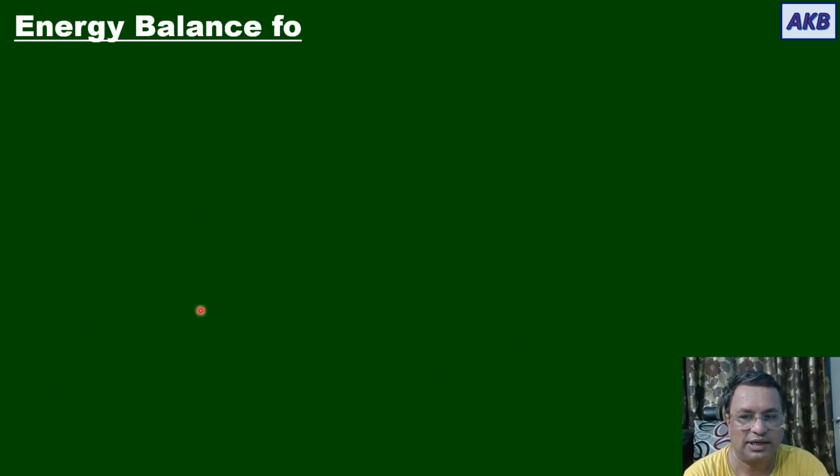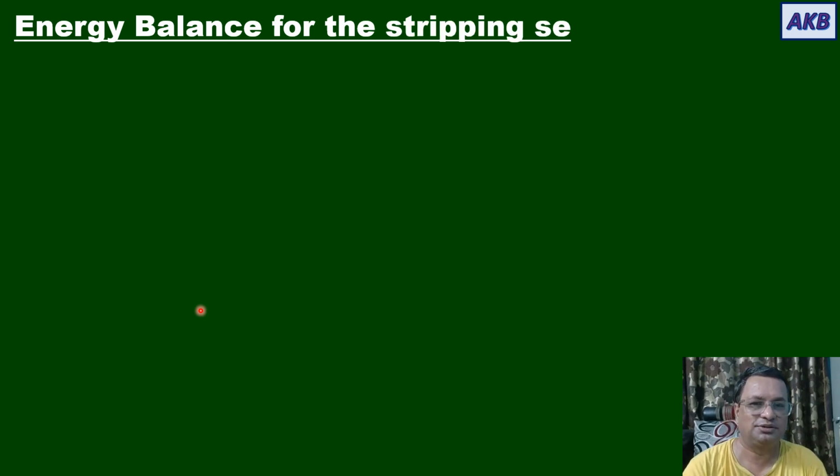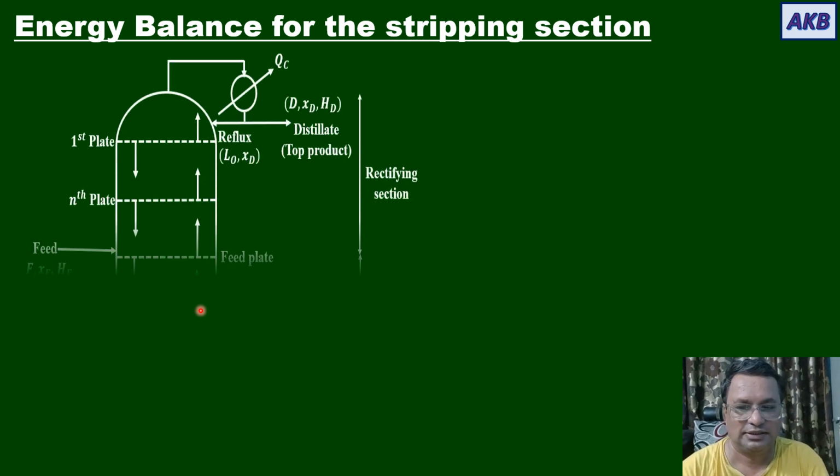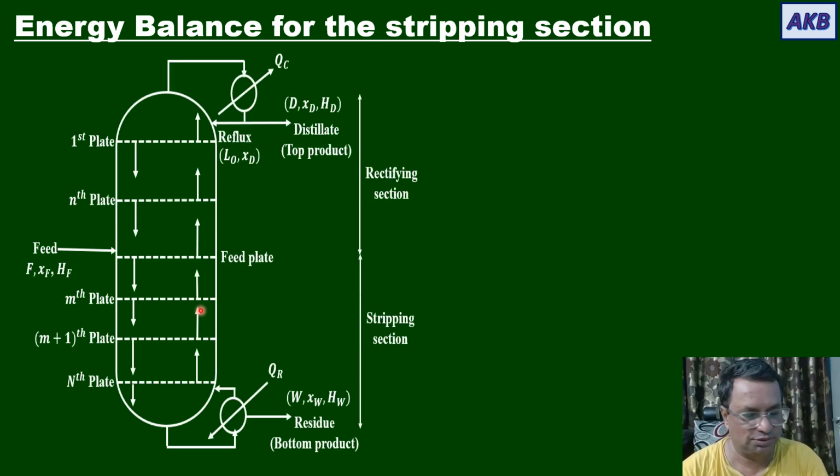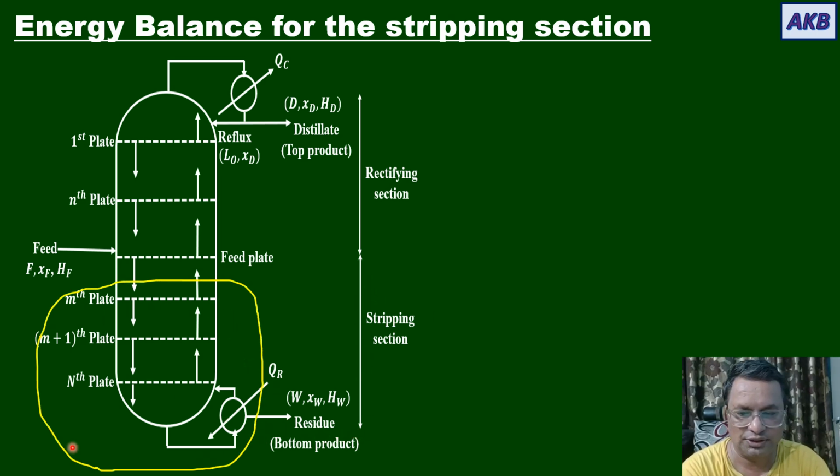Okay, so let us move ahead. So that ends our discussion on energy balance for the rectifying section. Now let us talk about energy balance for the stripping section. For that, again I have shown the tray column. Now we are going to concentrate on the stripping section. So I am drawing an envelope that covers the stripping section, so you can easily identify what streams are going to be associated with this envelope.